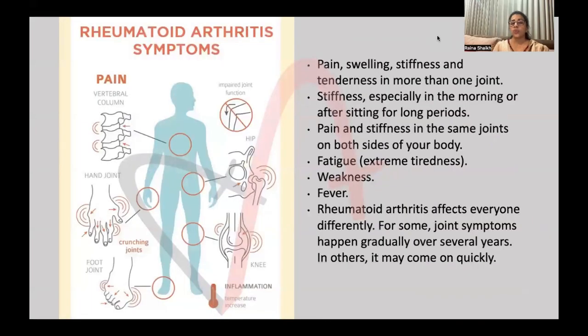So when the patient comes to us, what are the main symptoms he comes with? Usually there will be stiffness of joints, pain in the joints, swelling in the joint. There will be tenderness, stiffness, especially in the morning or after sitting for long periods. Pain and stiffness in the same joints on either side of the body or on the same side. Along with that, there will be fatigue, weakness. He may come with fever, but not every person will come with the same set of symptoms. There will be some differences in the presentation.